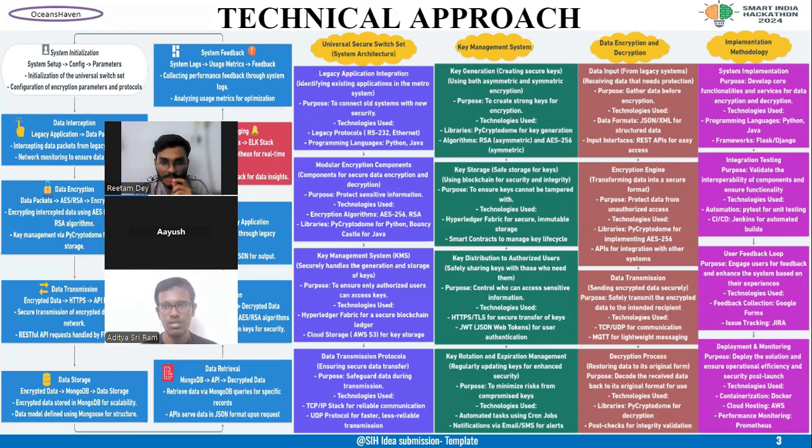Next comes key storage. We use blockchain for security and integrity. The purpose is to ensure keys cannot be tampered with. The technologies used are Hyperledger Fabric for secure immutable storage and smart contracts to manage the key lifecycle.